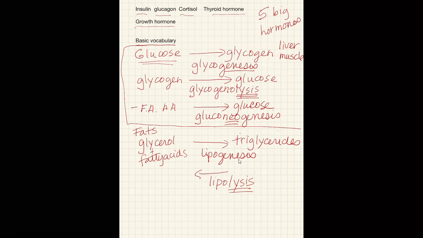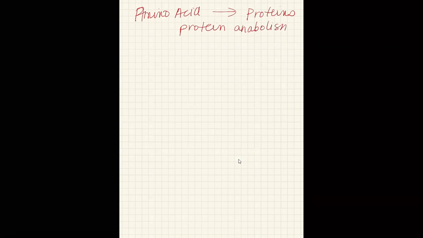Now the next one we want to talk about is proteins. These are more straightforward in their naming. If you take amino acids and you turn them into proteins, we call that protein anabolism. So anabolism is the idea that we're building something up. Anabolic steroids, they're building. And then if we go the other way, from proteins to amino acids, guess what we call that? We call that protein catabolism.